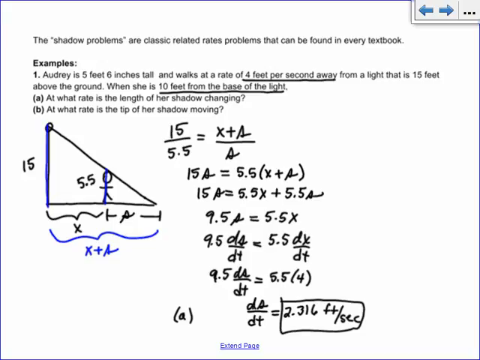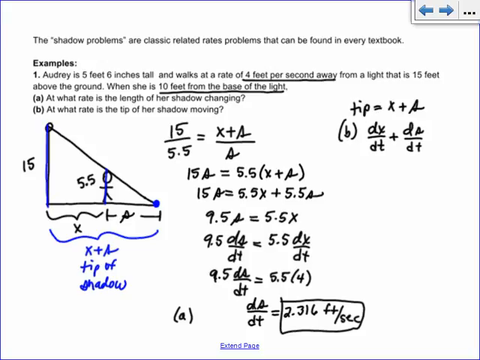Do you guys see? The tip of her shadow is actually x plus s, because it's that distance right there. How fast is that point moving? Do you guys see what I'm saying? Okay. So the tip of her shadow is going to be dx over dt plus ds over dt. Right? So maybe I should say tip equals x plus s. So when you take the derivative, the rate of change of the tip of the shadow, it equals that.